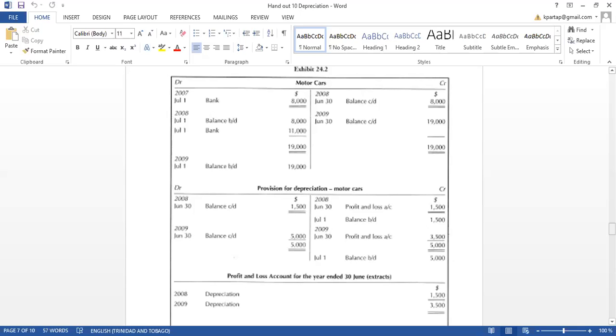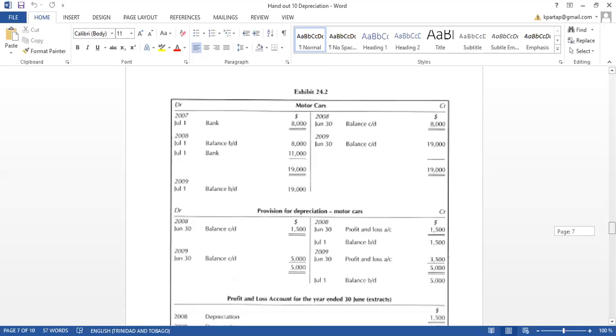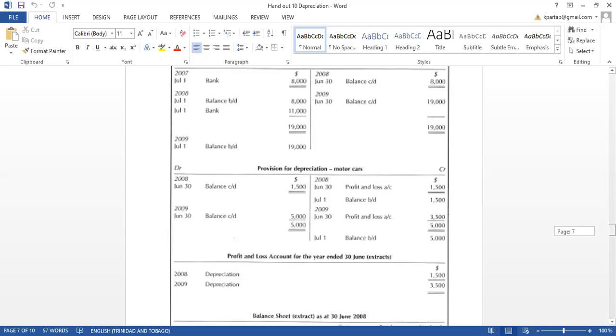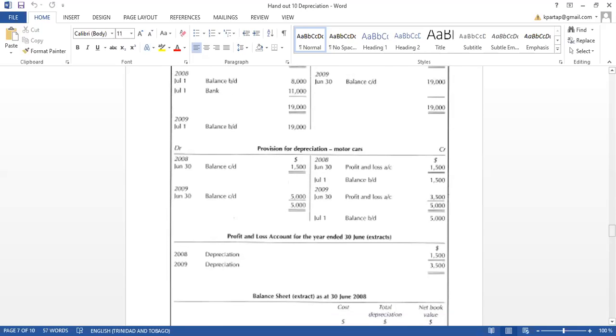And in 2009, we would have had to charge 2,000. Okay, they worked out the depreciation for 2,000. So in 2009, when they worked out the depreciation of 2,000 for the second vehicle, the total charge for provision for depreciation was 3,500. So the 2,000 plus the 1,500.